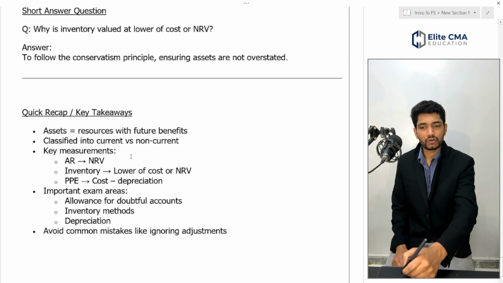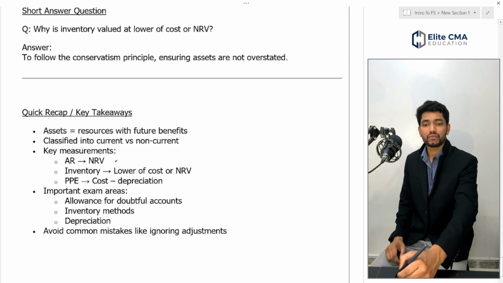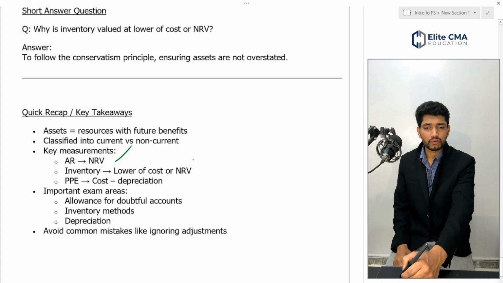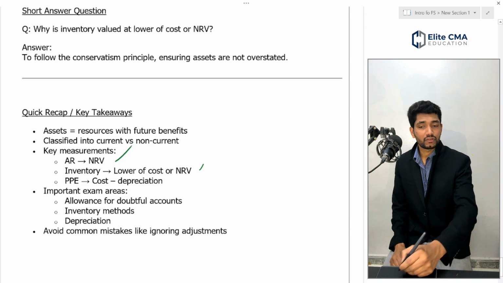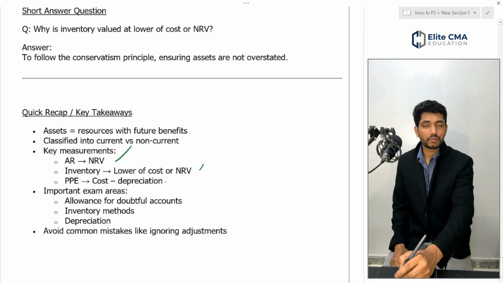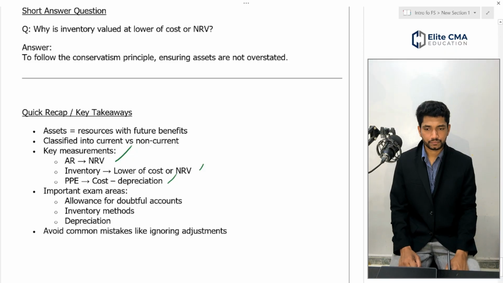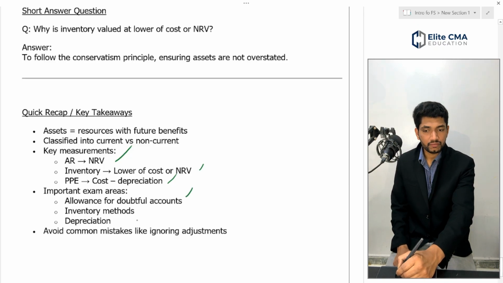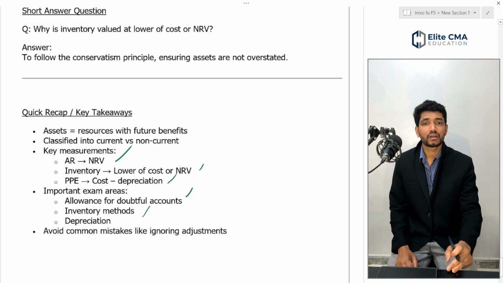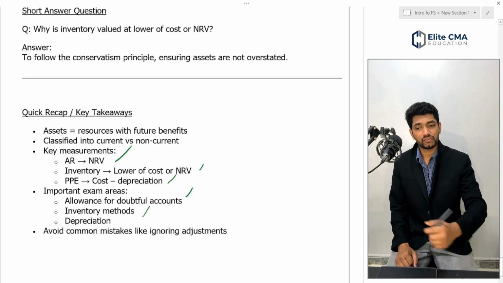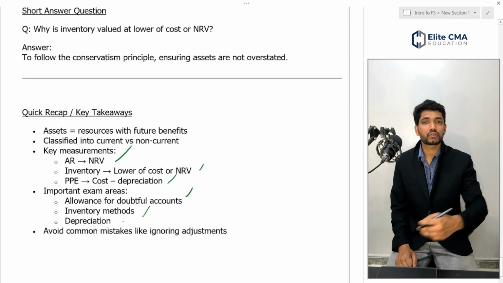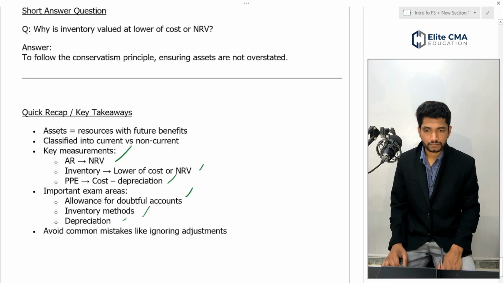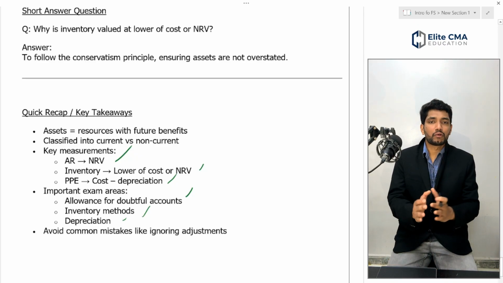Then the key measurement for the account receivable is net realizable value. For the inventory, it is lower of cost or net realizable value. For the property, plant and equipment, depreciation has to be deducted from the total cost. Then the important exam areas: allowance for doubtful accounts, the inventory valuation methods like FIFO, LIFO, and weighted average, and then depreciation when it comes to property, plant and equipment. So this is about today's discussion.